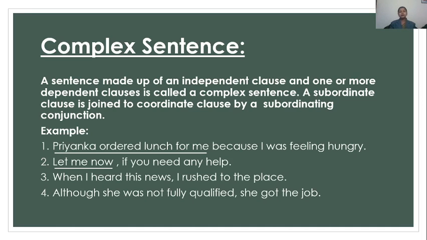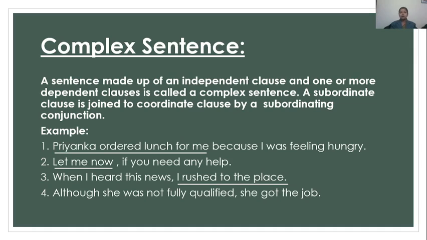Look at the third sentence. When I heard this news, I rushed to the place. So can you find out the independent clause, main clause? I rushed to the place. Children, the independent clause can be placed in any order in a sentence, whether in the first part or in the second part. It can be anywhere. Here in the sentence, the independent clause is coming in the second half: I rushed to the place, and my dependent clause is when I heard this news. So one is dependent, the other is independent. So what type of sentence is this? It is a complex sentence.